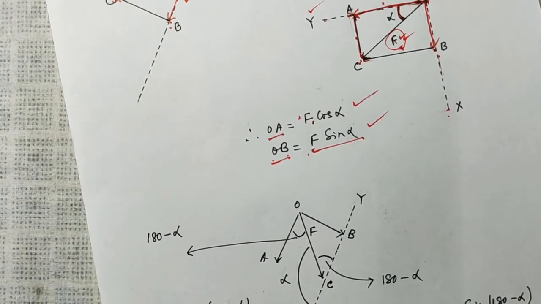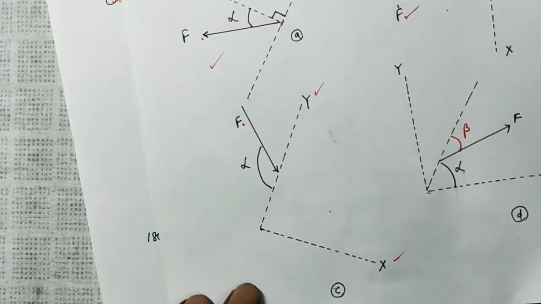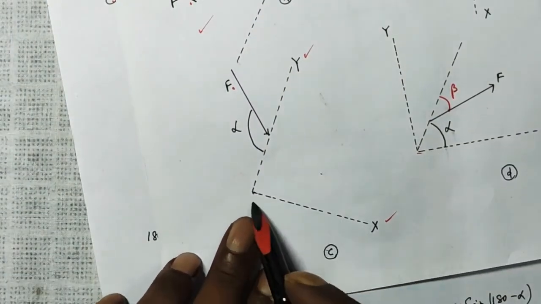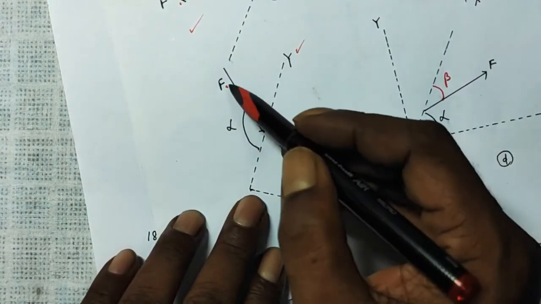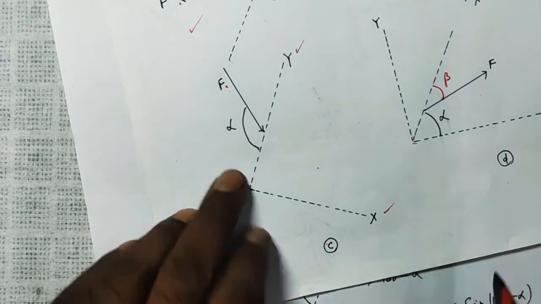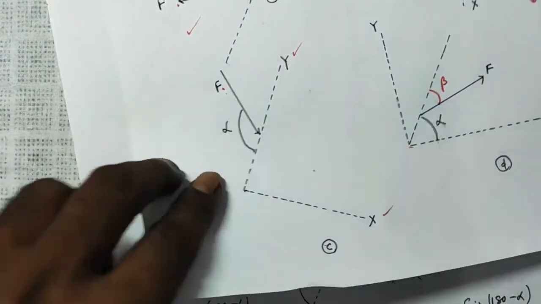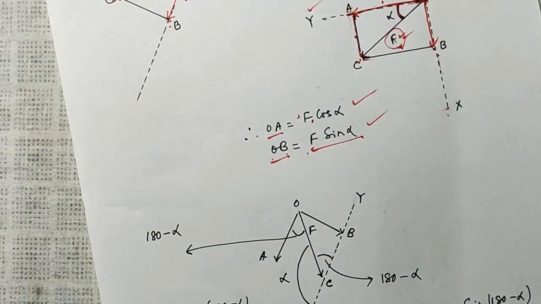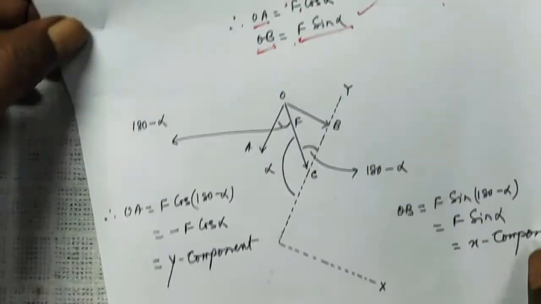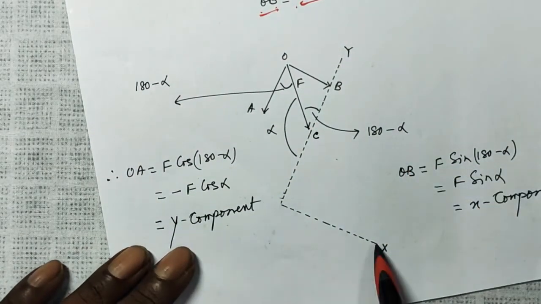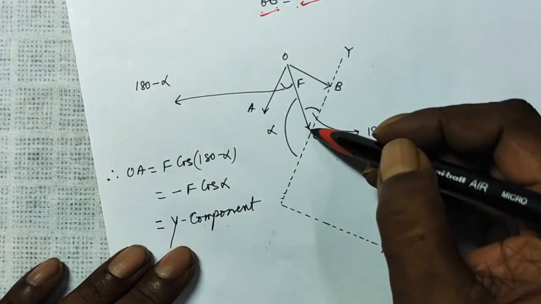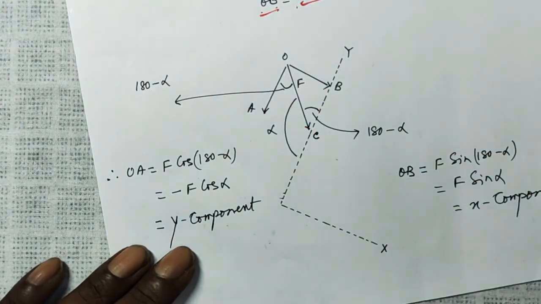Now, coming back to the third one. Positive x-axis, positive y-axis, this is the force F, this angle is alpha. Let us find the rectangular components of this force F. So I have redrawn the diagram for you again here. Positive x-axis, positive y-axis, this was your F, this angle was given as alpha.